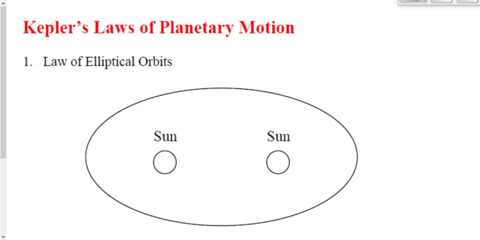Now let's describe his 3 laws. First law is called the law of elliptical orbits. You guys know what an ellipse is? If you take a circle and stretch it out, that's an ellipse, right?